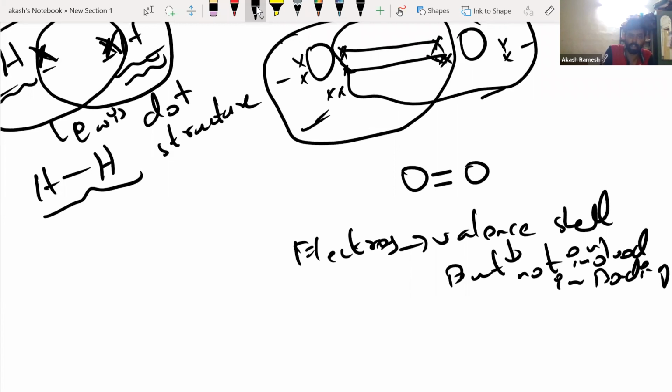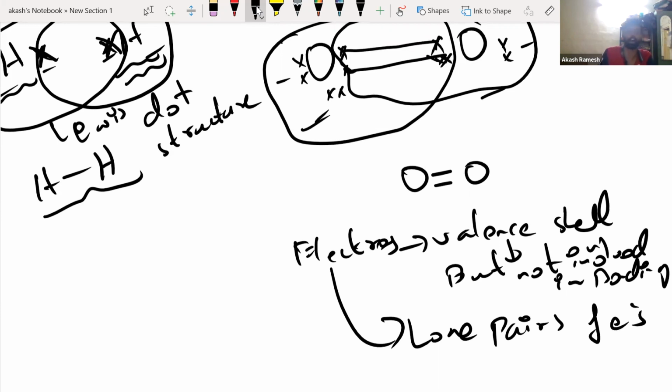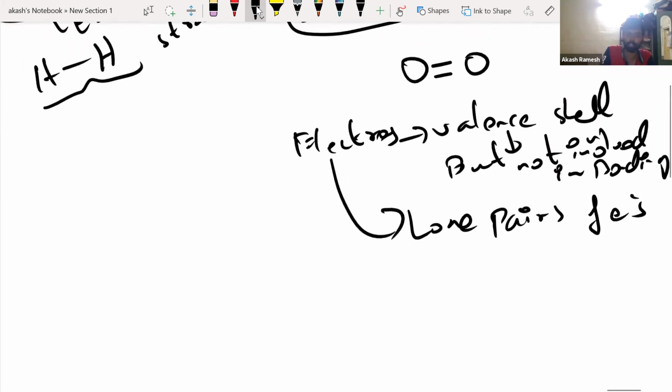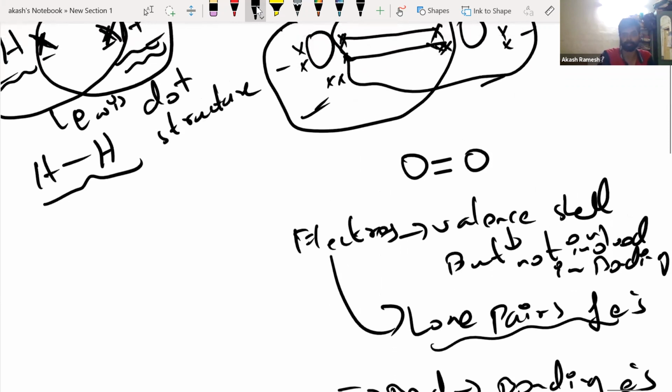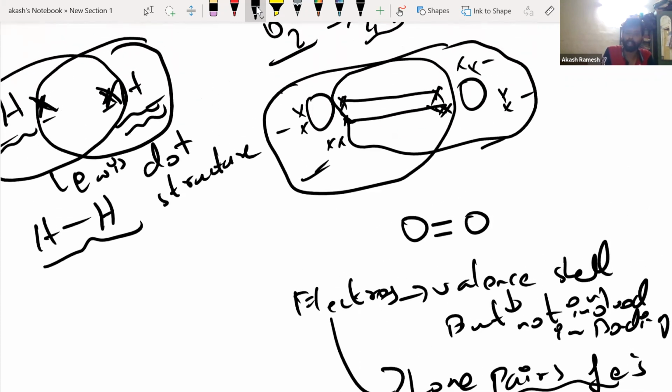Now those electrons are what are called lone pairs of electrons. You have this very, very important term. There are valence electrons, but only some of them will be involved in bonding. Some of them will not be involved in bonding. The electrons that are involved in bonding are called bonding electrons. You can take this down also. Electrons in a bond are called bonding electrons. And the electrons that are there in the valence shell but not involved in bonding are what are called lone pairs of electrons.